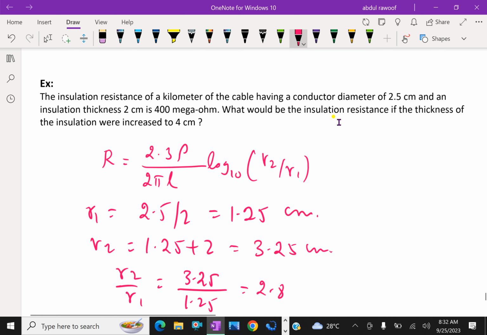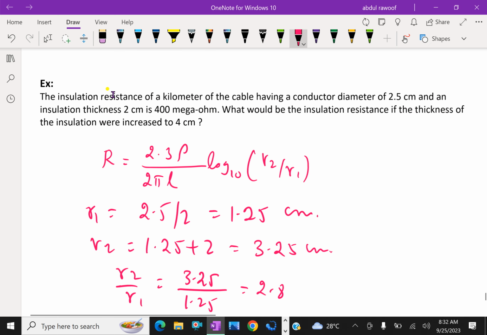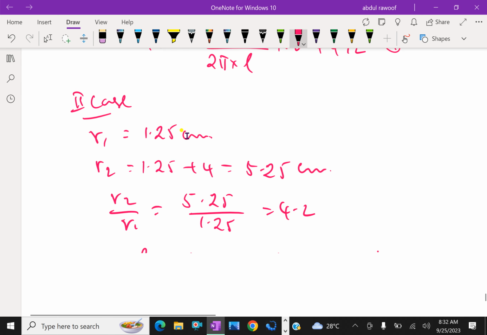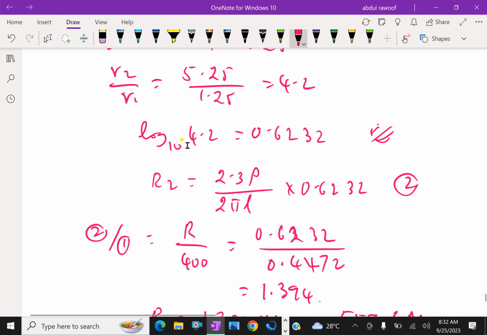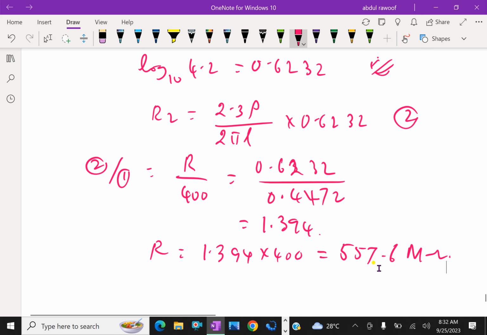So that is what the insulation resistance would be. The insulation resistance after increasing the thickness of the insulation is R equal to 557.6 mega ohm. We have done.